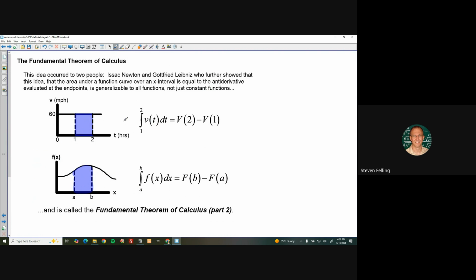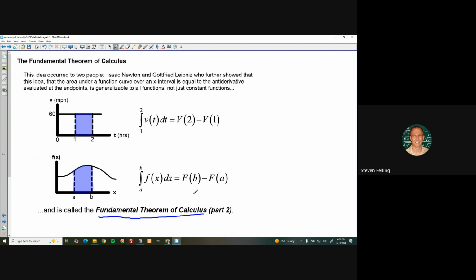If you wanted to find the accumulation of the distance traveled, then you could take this velocity curve, regardless of shape, take the antiderivative of that and plug in the ending time, and take another copy of that antiderivative and plug in the starting time. So this is called the Fundamental Theorem of Calculus, and there's actually 2 parts. Most books label this part 2.